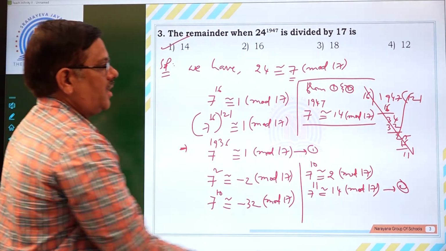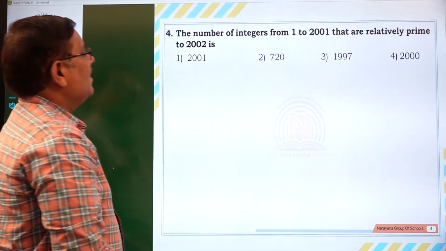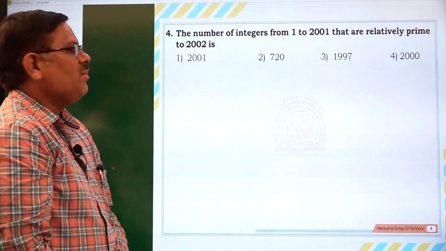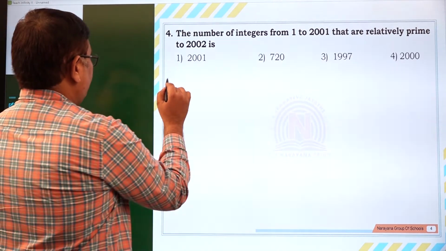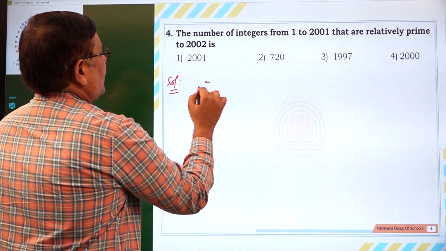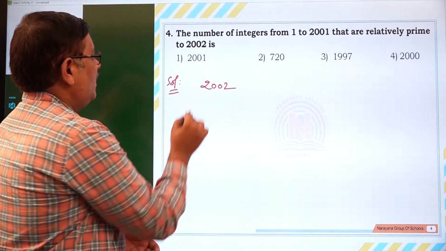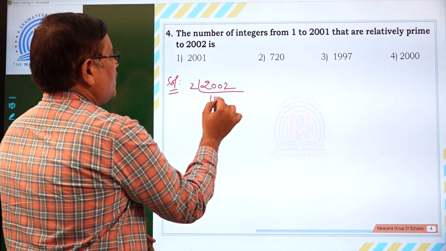Okay. Now let us go to the next question. The number of integers from 1 to 2001 that are relatively prime to 2002 is? Let us take the number 2002 and write it in its standard form. Let us divide by 2 so that we get 1001.